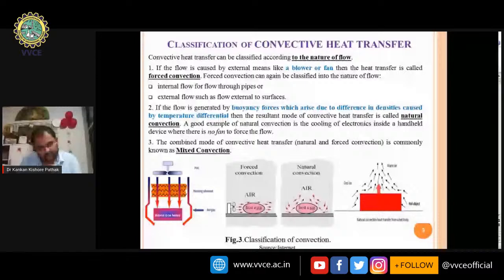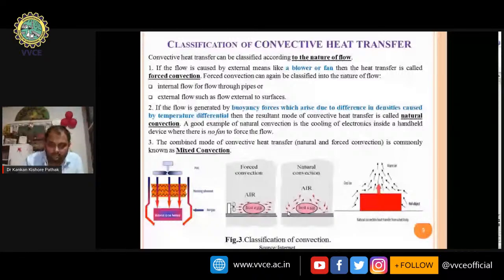Suppose we have a table, and if we heat the air, the heat is actually transferred without any imposed velocity. So this is an example of natural convection. What happens? There will be no fan. Because of the temperature difference, due to the density variation that arises from the temperature difference, the air goes up in the case of natural convection, and the heat is transferred.